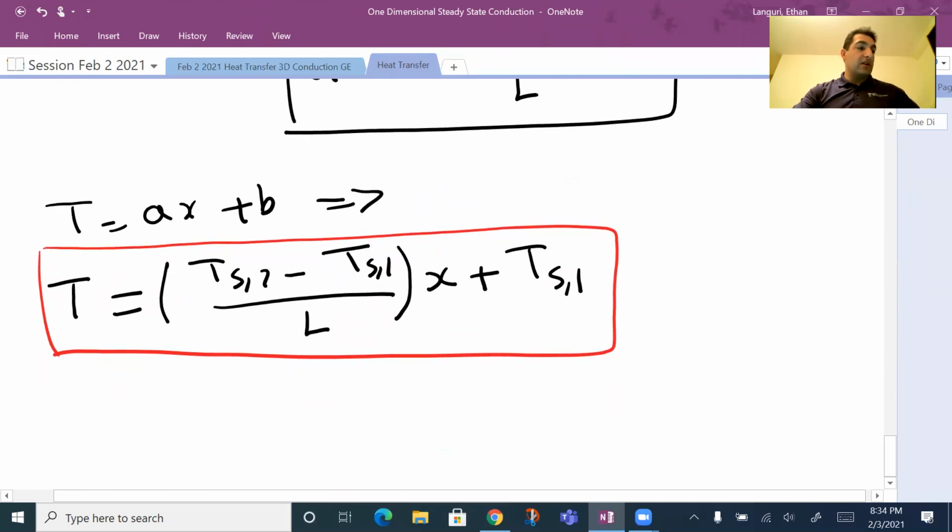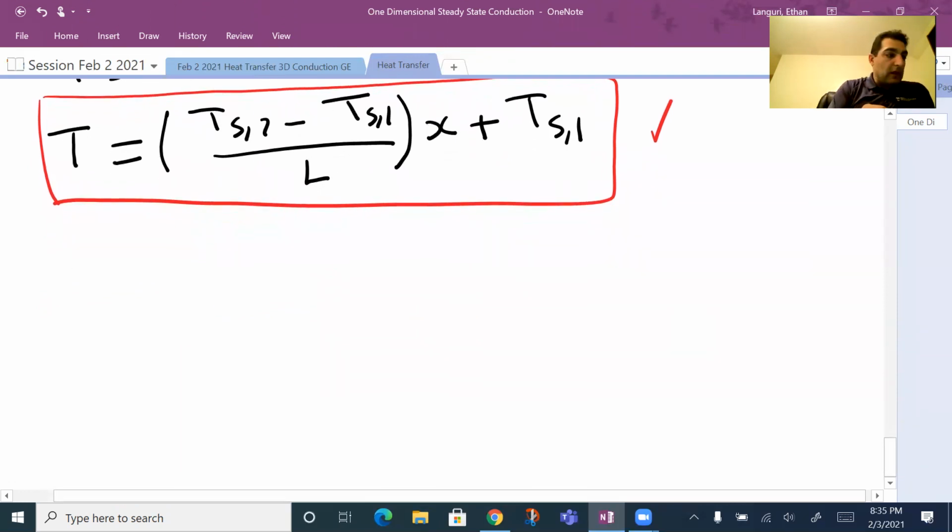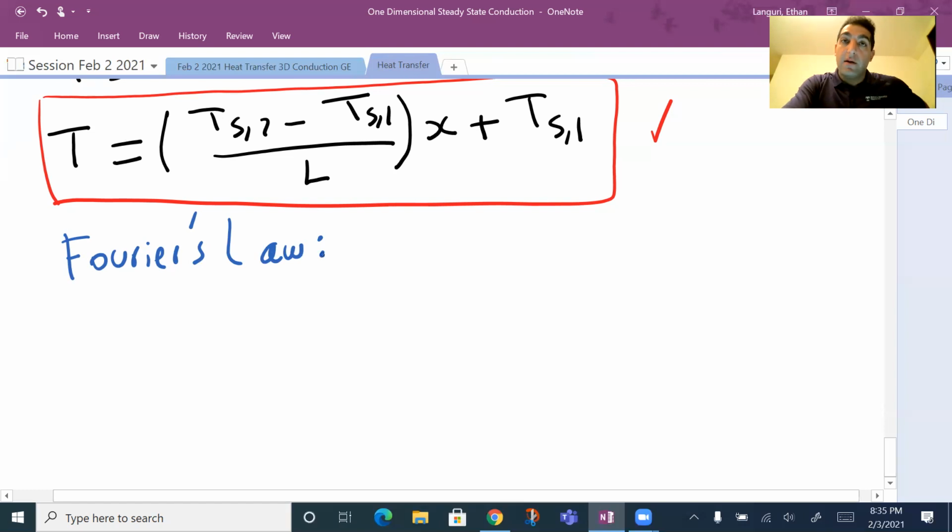So this is the solution we have for plane wall. Let me show you how we can use it in one simple case before moving up to composite walls. So this is the equation we have. That's my final answer. Let's go talk about Fourier's law quickly. Remember, Fourier's law is used to model conduction heat transfer, right, inside the walls. And I'm sure all of you remember Fourier's law.